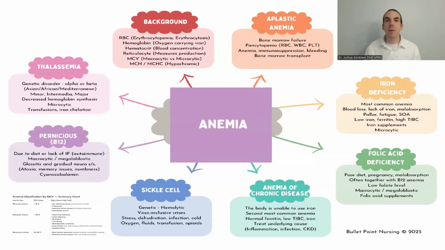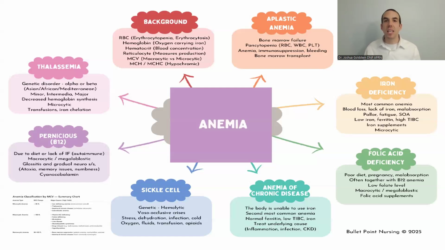Next, let's talk about anemia of chronic disease. This will be our last one. In this case, this is anemia from some sort of other issue going on in the body. The other issue is generally going to be something like inflammation from rheumatoid arthritis or ulcerative colitis. It could be caused by an infection, or it can be caused by chronic kidney disease.